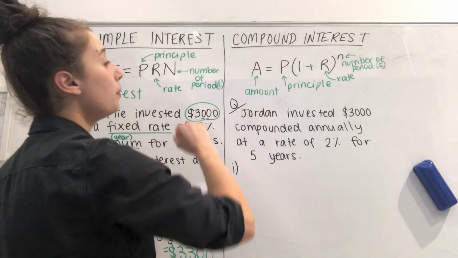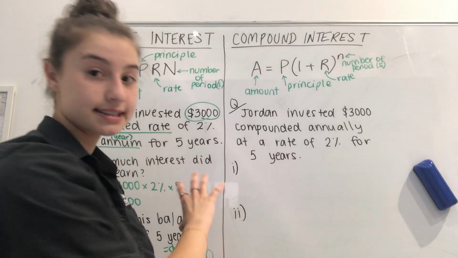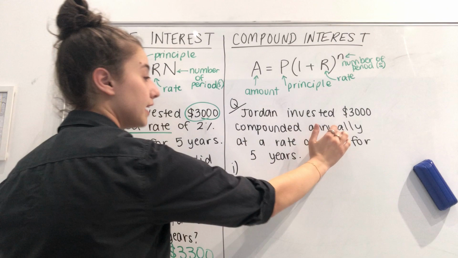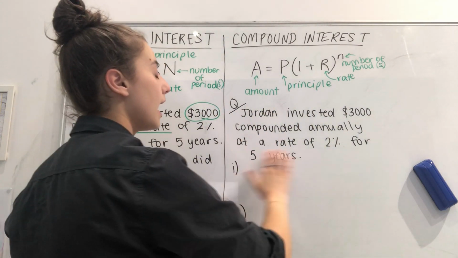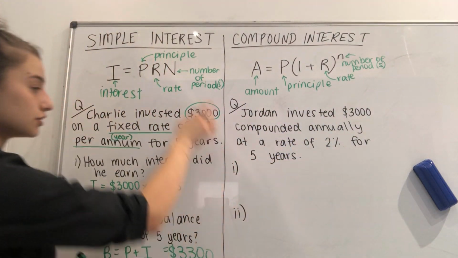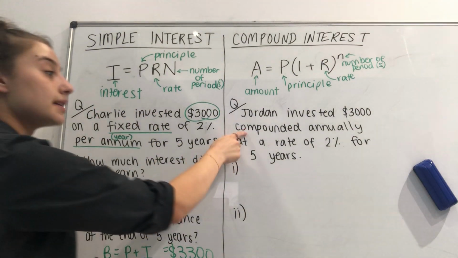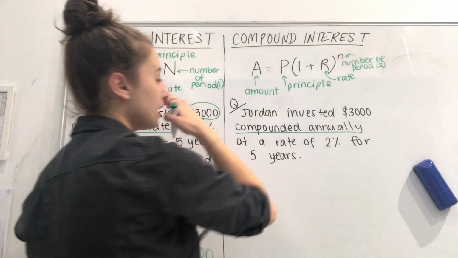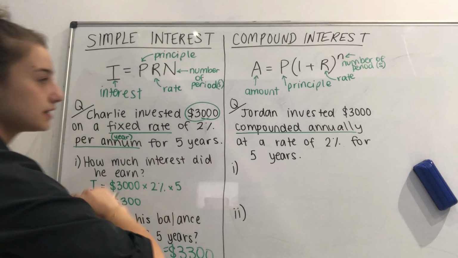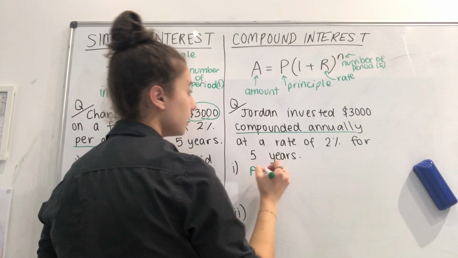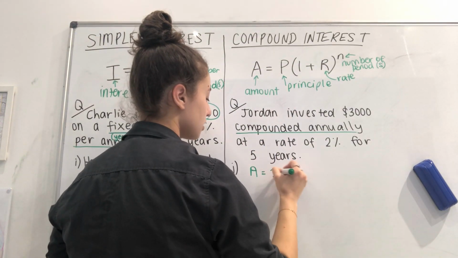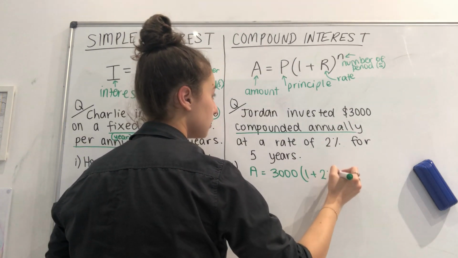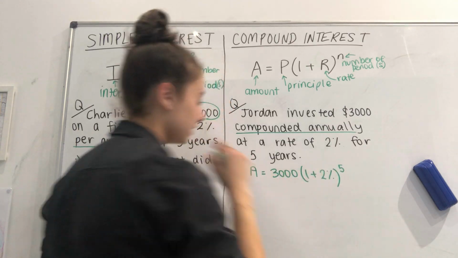So, compound interest here, we have the formula. Let's test this theory. So, Jordan invested the same amount, $3,000. It's compounded annually, it's compounded every single year at a rate of 2% for 5 years. So the exact same situation, except this is compounded annually. So let's use our formula, okay? Now it says, how much interest did he earn? Well, let's figure it out. The amount equals the principal, which is $3,000, times 1 plus the rate of 2%, to the power of 5 years, like that.